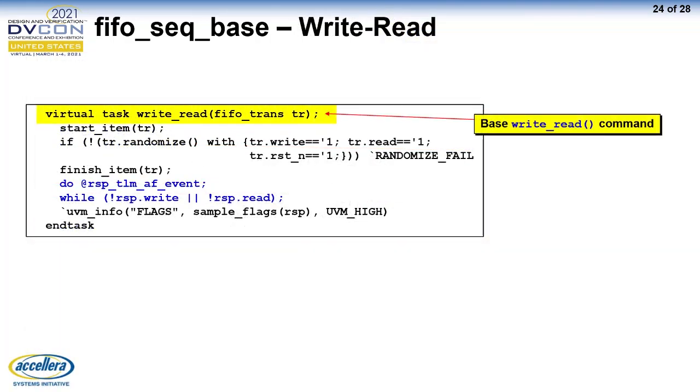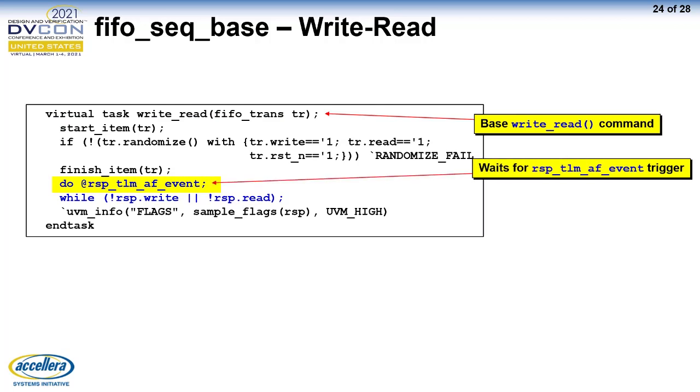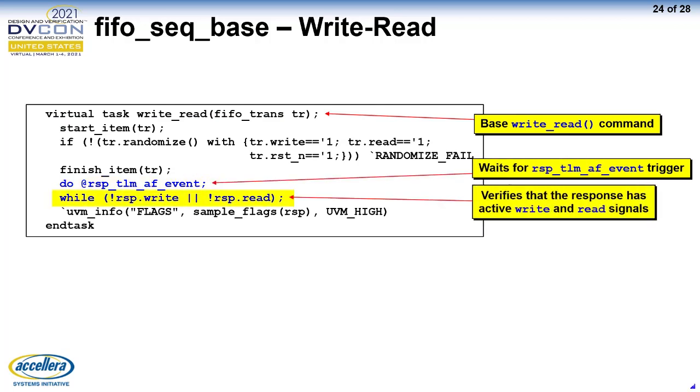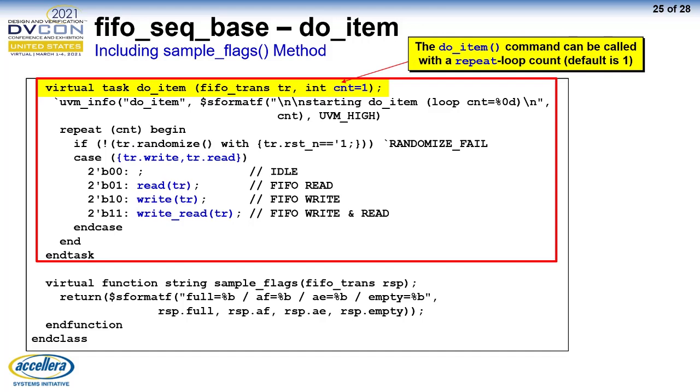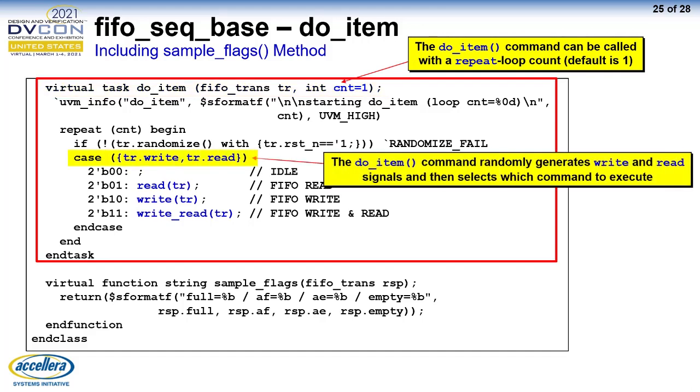We have included a write read command task that can perform simultaneous write and read operations. The write read command waits for the response trigger and keeps looping until both write and read control signals are recognized. We also included a generic do item command task, which randomizes the write and read control signals and executes the appropriate command based on the random values generated for these control signals.